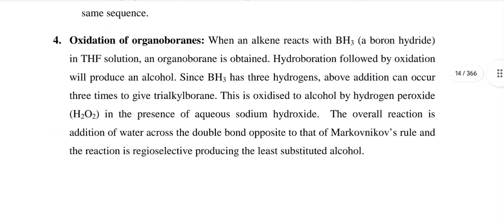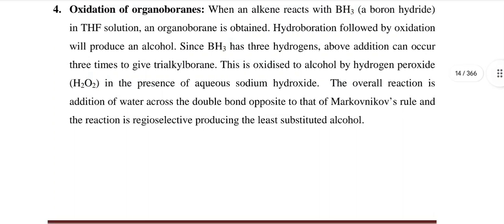Fourth is oxidation of organoboranes. When an alkene reacts with BH3, a boron hydride, in THF solution, an organoborane is obtained. Hydroboration followed by oxidation will produce an alcohol. Since BH3 has 3 hydrogens, the above addition can occur 3 times to give a trialkyl borane. This is oxidized to alcohol by hydrogen peroxide in the presence of aqueous sodium hydroxide.